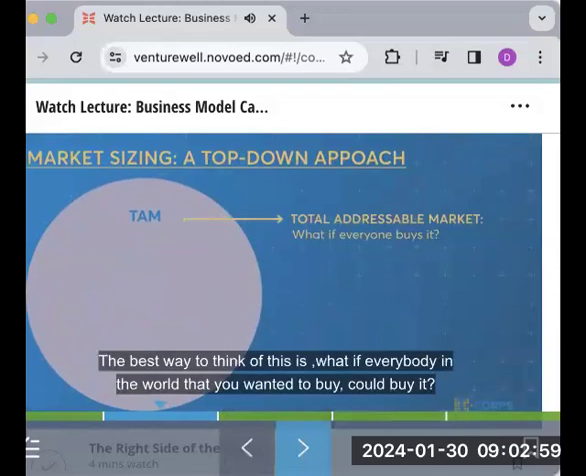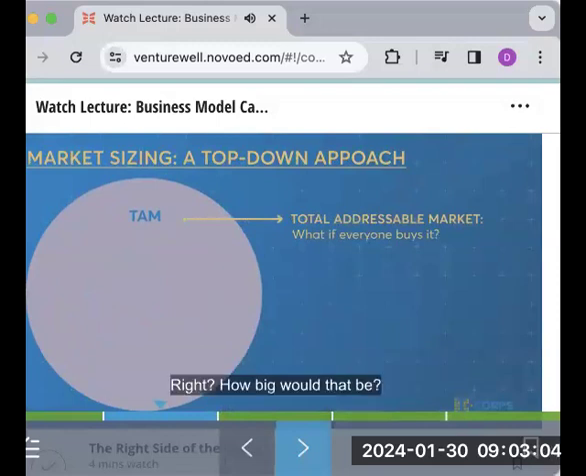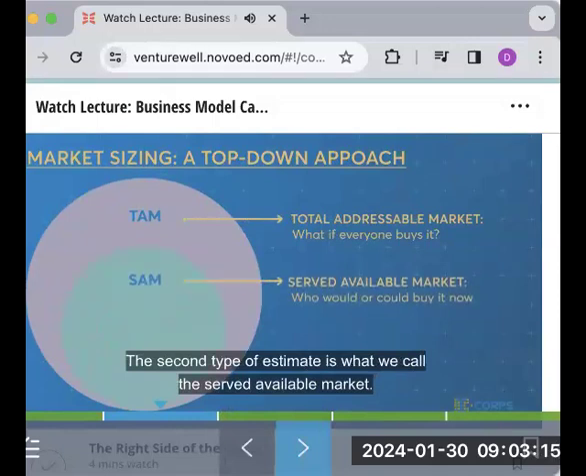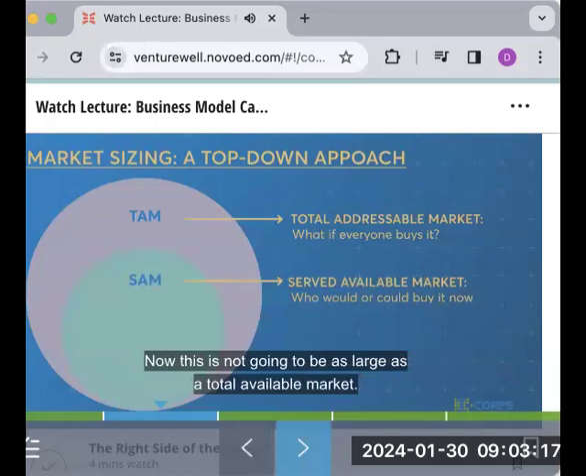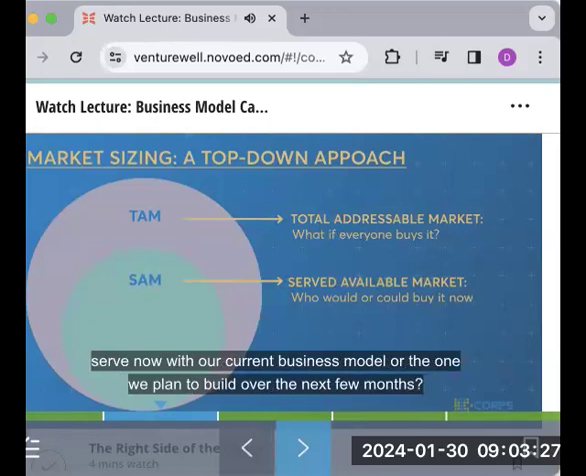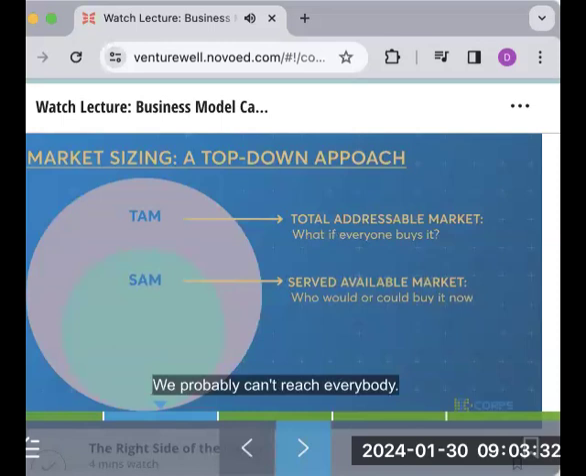The best way to think of this is, what if everybody in the world that you wanted to buy could buy it, right? How big would that be? And you want to convert that number of people into dollars, of course. The second type of estimate is what we call the served available market. Now, this is not going to be as large as the total available market. It's really intended to give you a sense for, okay, the total is this number, but who can we serve now with our current business model or the one we plan to build over the next few months? Right? We probably can't reach everybody. Who could or would buy now?